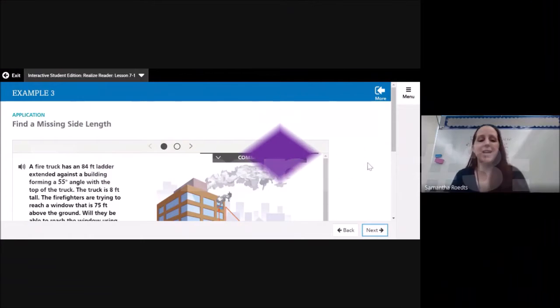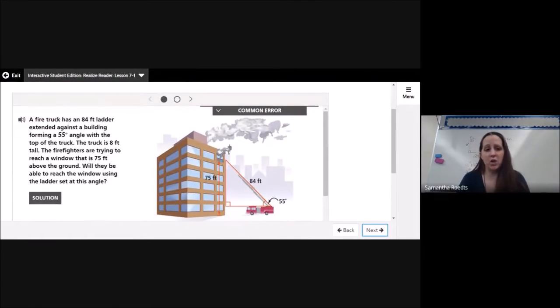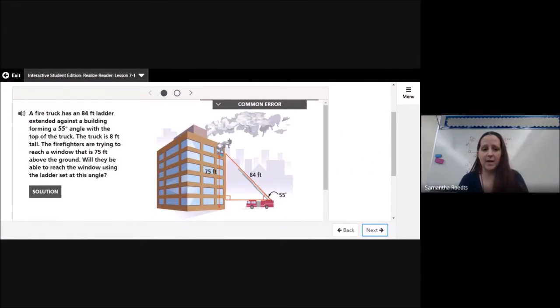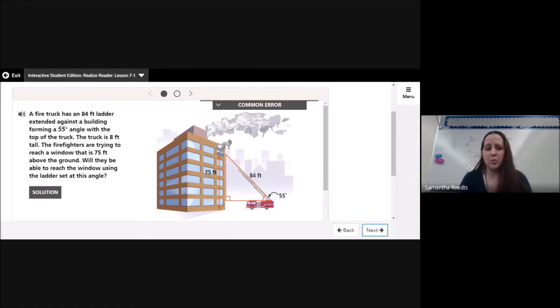Right, example 3, find a missing side length. So a fire truck has an 84-foot ladder extended against a building, forming a 55-degree angle with the top of the truck. The truck is 8 feet tall. The firefighters are trying to reach a window that is 75 feet above the ground. Will they be able to reach the window using the ladder set at this angle?